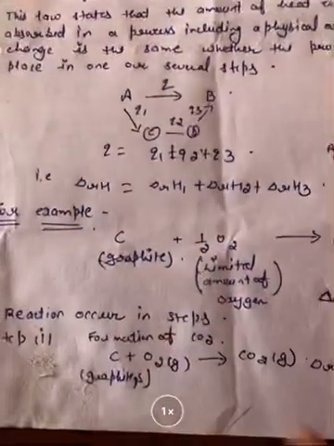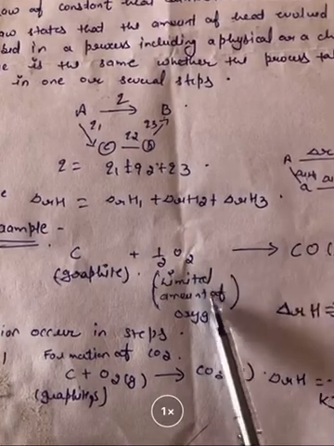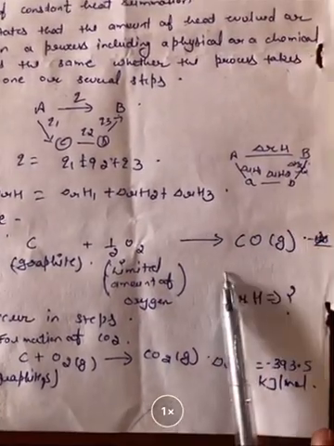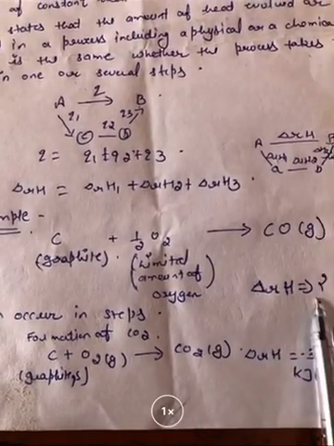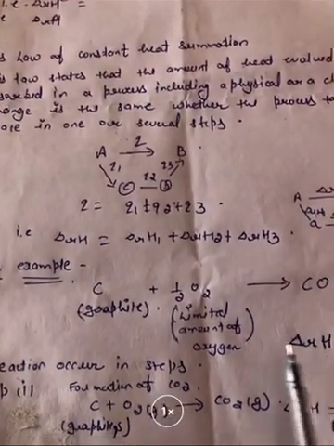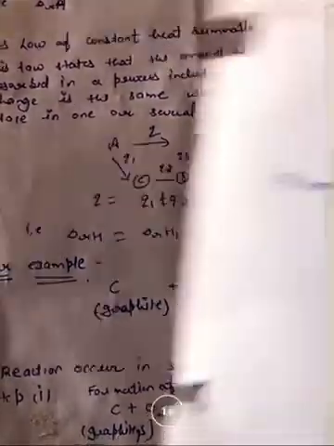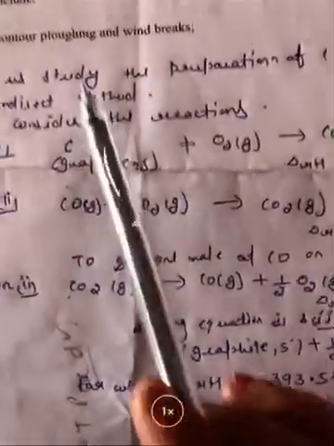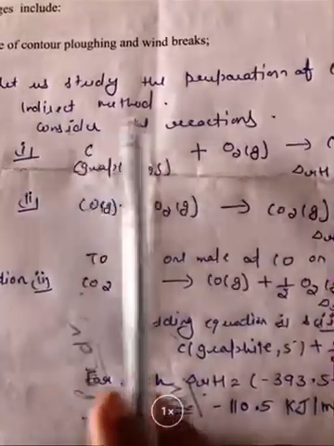Clear? And for example, graphite, when reacted with a limited amount of oxygen, results in the formation of carbon monoxide gas. But we don't know the amount of enthalpy change for this reaction. How can we calculate the enthalpy change? We are going to take 2 general reactions. Let us study the preparation of carbon monoxide by indirect method.